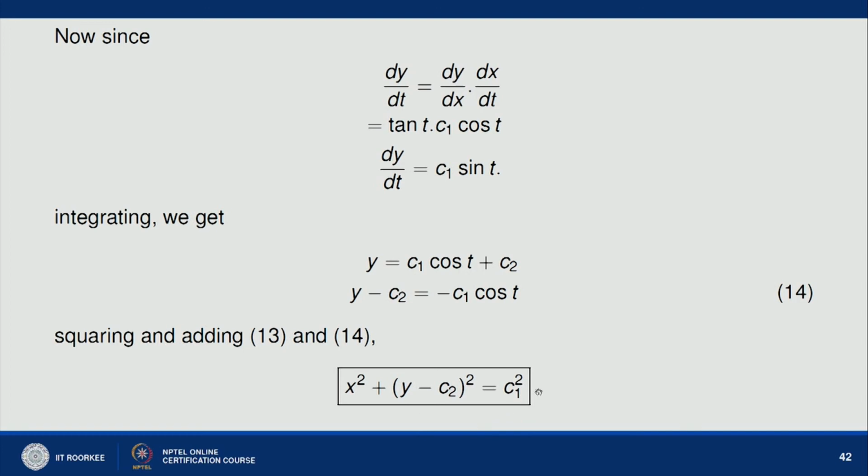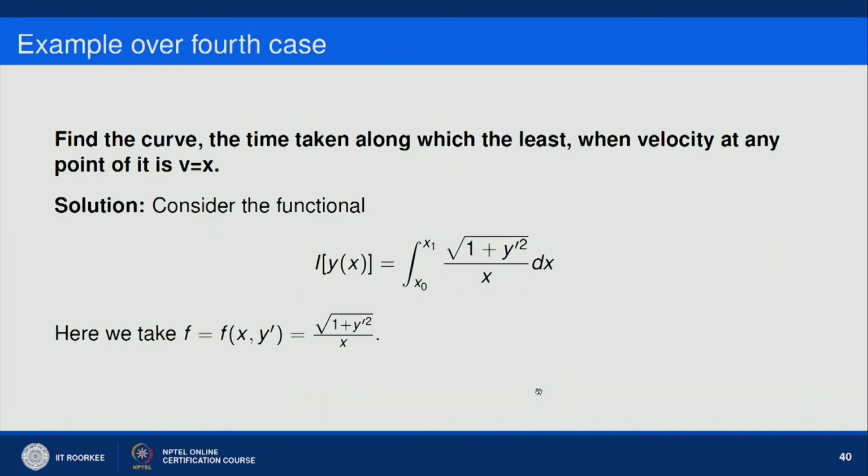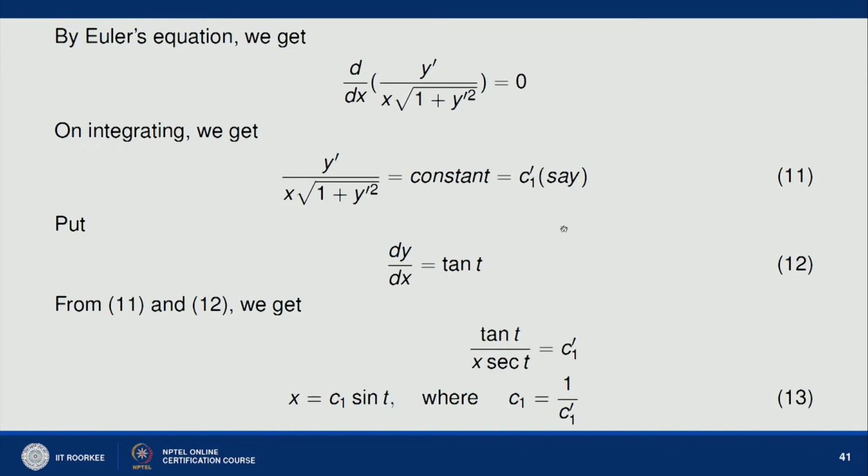So it means that here in this case, the curve on which the time taken is the least, when the velocity is given as v equal to x. Let me solve this equation number 11 directly, by the direct method.